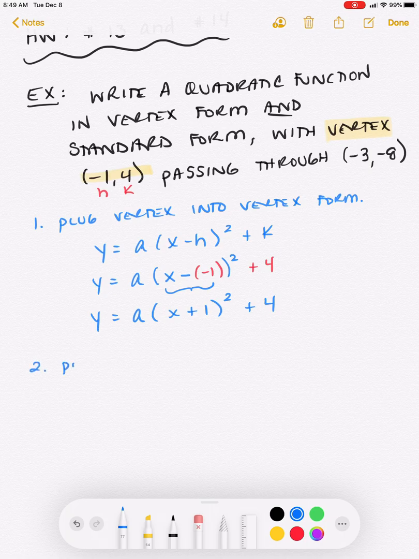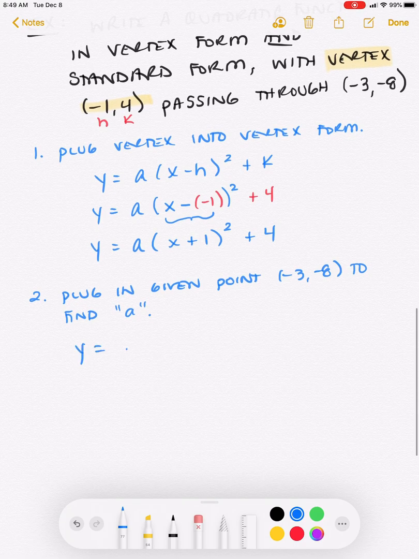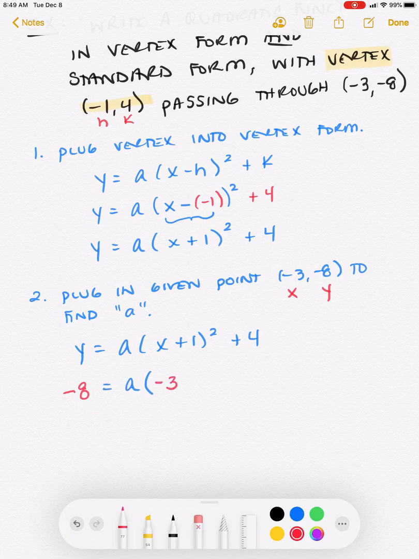Step 2, you need to plug in the given point, -3, -8, and you need to find the a value, okay? So here's what we have so far: a times (x plus 1) squared plus 4. Now the given point is going to be -3 is x and -8 is y. Sorry, I'm going to back up. I'm going to replace the y coordinate with -8 equals, we still don't know what a is, and we're going to replace the x coordinate with -3.